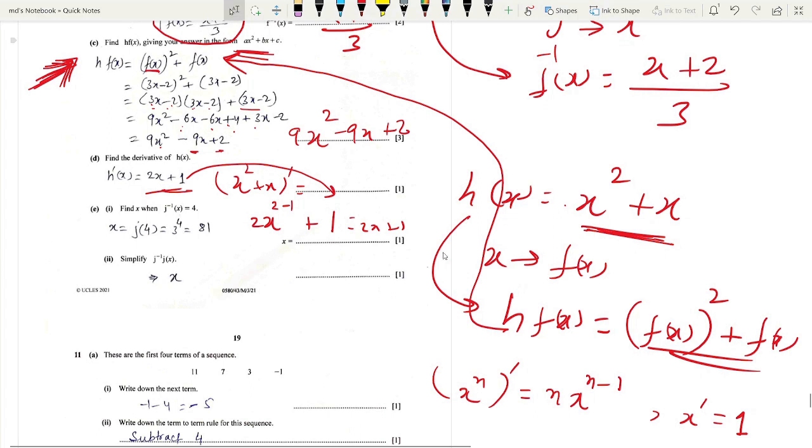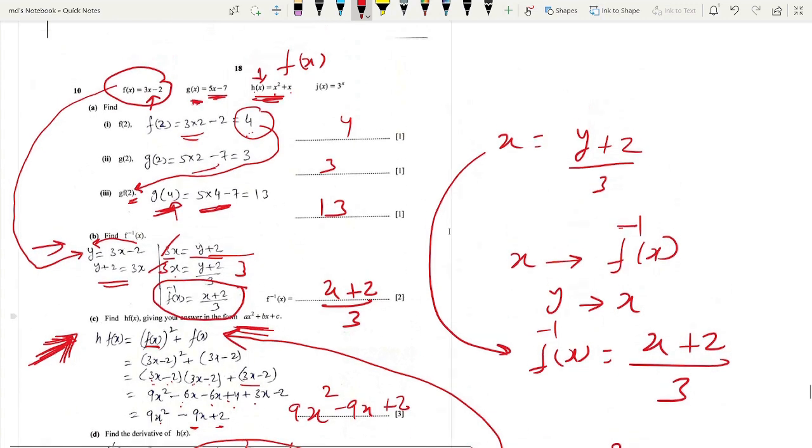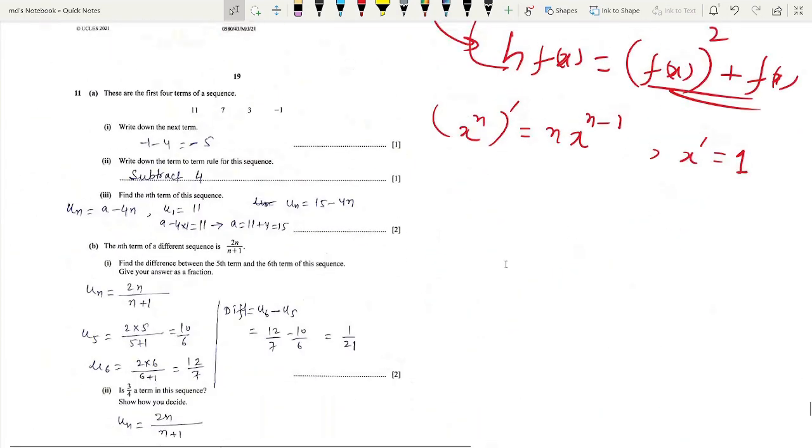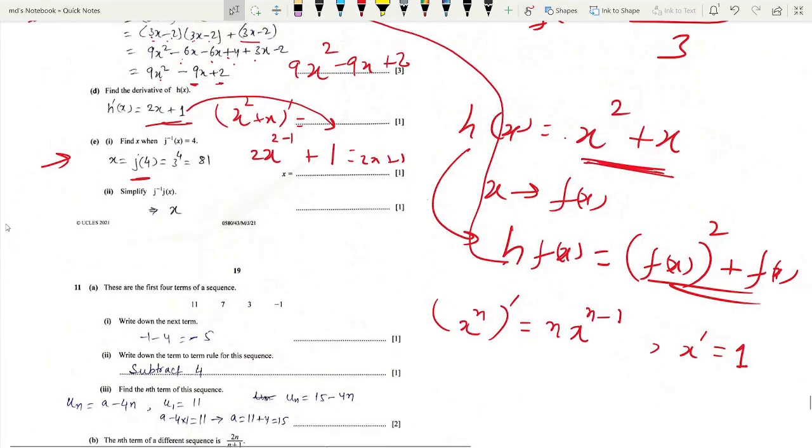E part says find x when j inverse x equals 4. So we have to find x when j inverse x is 4. So when j inverse x is 4, it means x is j(4), right? j is the function, here it is given. Here you can check, j(x) is 3 to the power x. So here I will write j(x) is 3 to the power x.